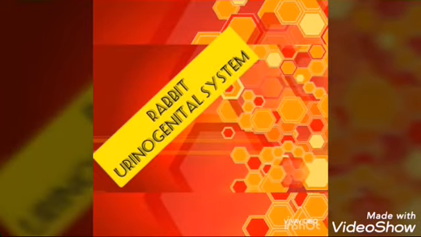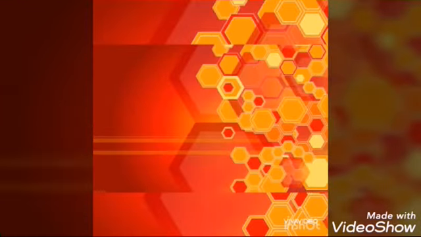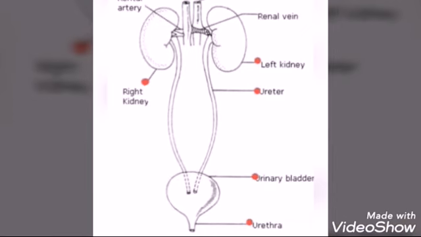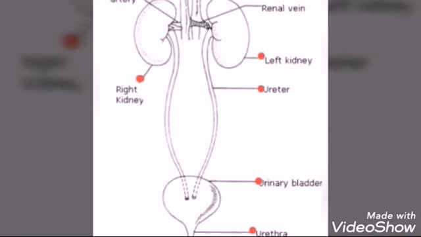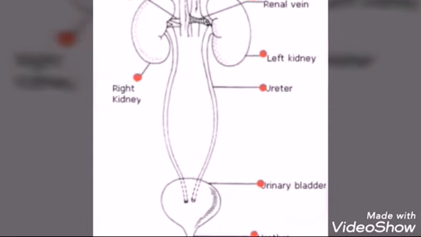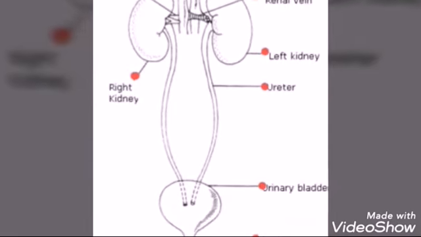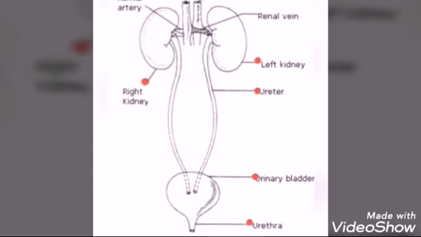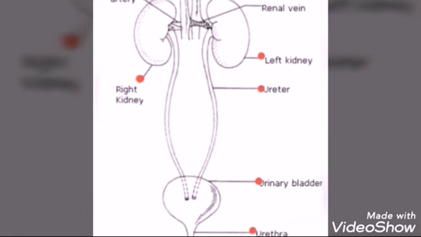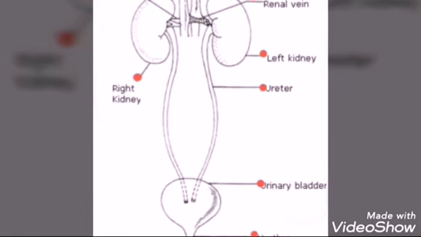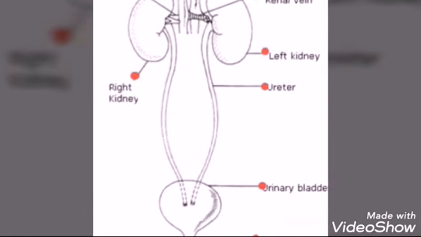Now we are going to discuss about urinogenital system of rabbit. Urinogenital system, it is a combined system. Urino means excretory system, genital means reproductive system. So it includes both excretory system and reproductive system. First we are going to discuss about excretory system. Excretion means elimination of waste products.